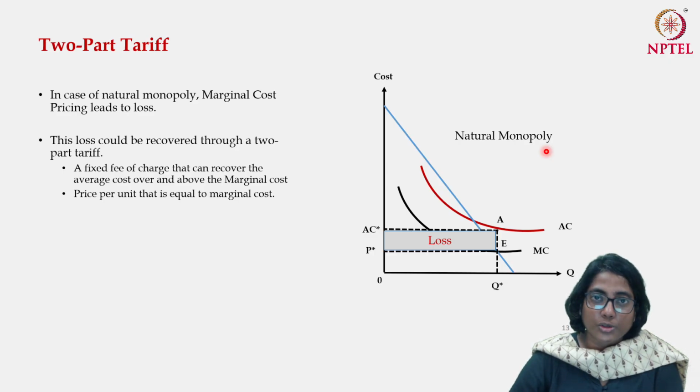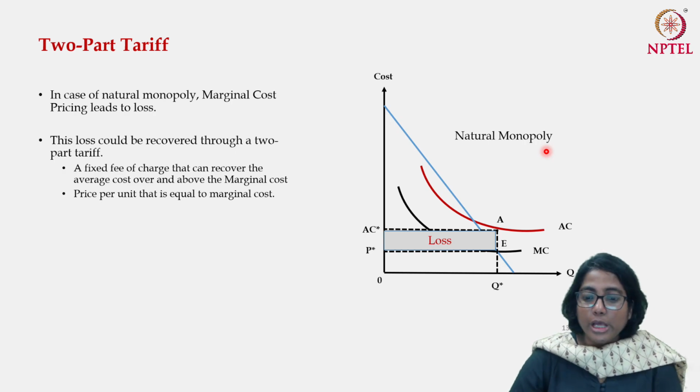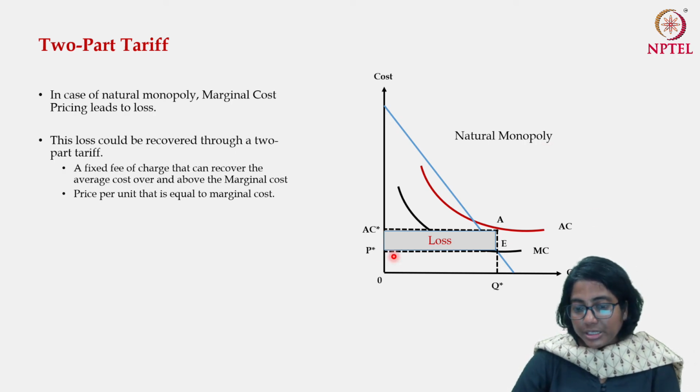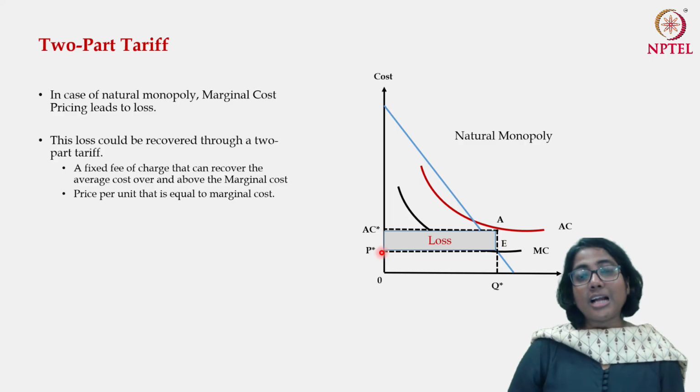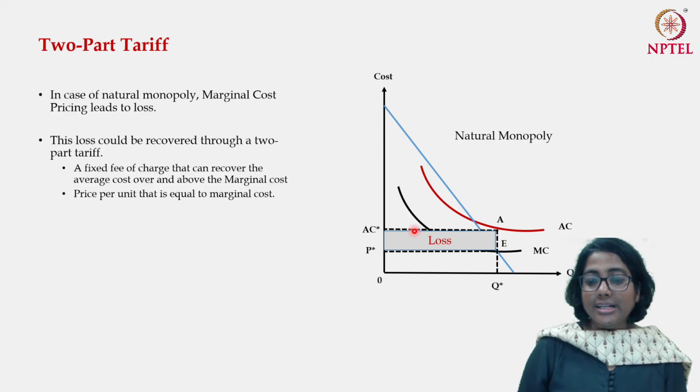One is the marginal cost pricing, so you recover the marginal cost. That is one part of it. And there will be a second part added to the tariff, which will gradually recover the average cost over the marginal cost. So this P star will be charged, but we'll charge something more than P star so that this loss is also recovered over time.